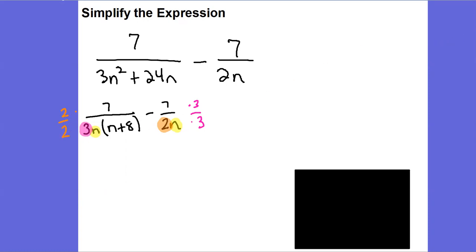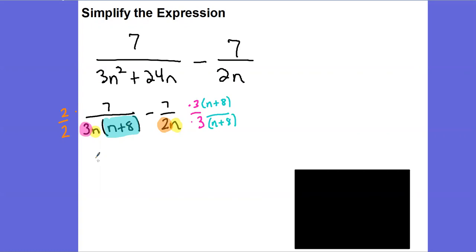And then the only thing left here, let me color code real quick, is this n plus 8. So I have this n plus 8 factor over here on the left, but I don't have it over here on the right. So not only am I going to multiply by 3, but I'm also going to multiply by this n plus 8. Okay, let's do that multiplication.